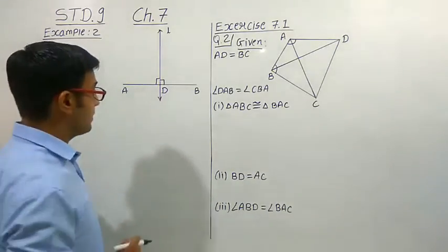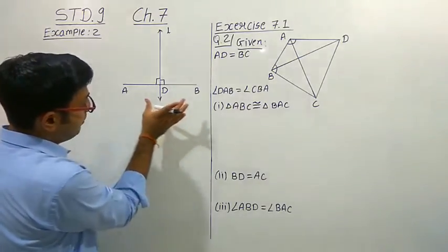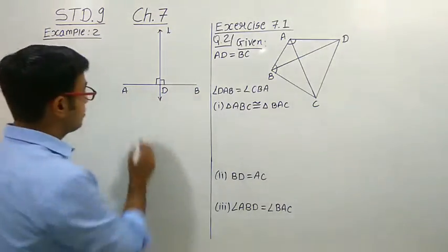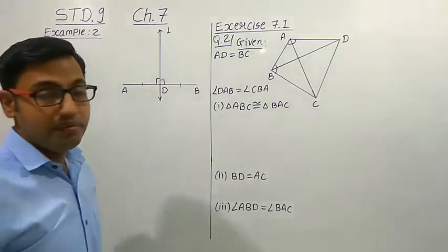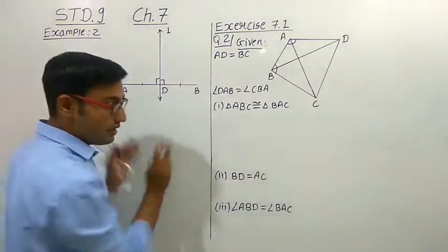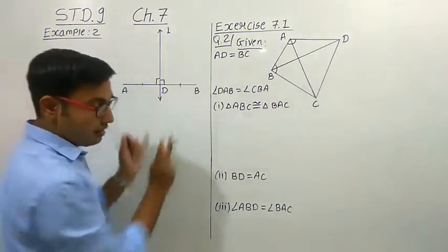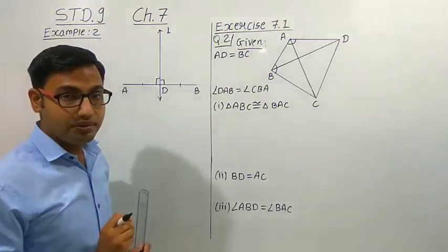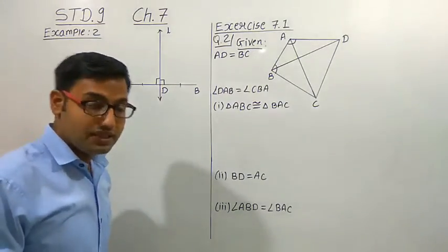What is the meaning of bisector? Bisector means the portion AD will become equal to BD. So this portion AD and BD will become equal. If the total AB is 10 centimeters, then AD and BD will both become 5 centimeters, right? So this is the meaning of perpendicular bisector.